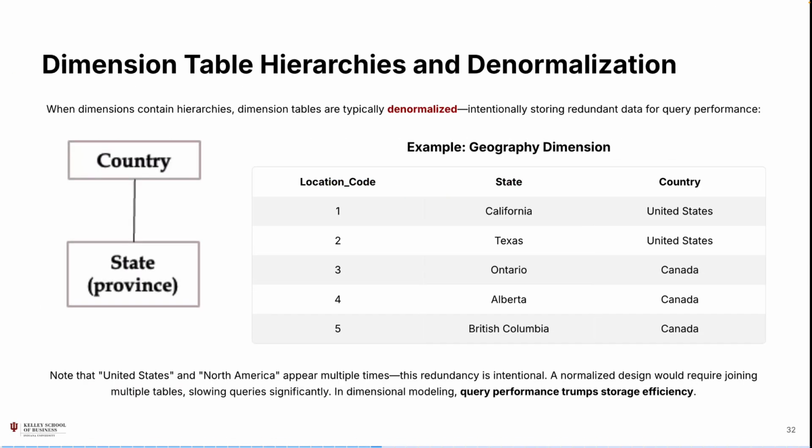When a dimension table contains hierarchies, we intentionally denormalize them. Look at the geography dimension. United States is repeated for every state. This redundancy is accepted because this means that our analytical queries will not need slow joins across multiple tables. In dimensional modeling, query performance is always more important than storage efficiency.